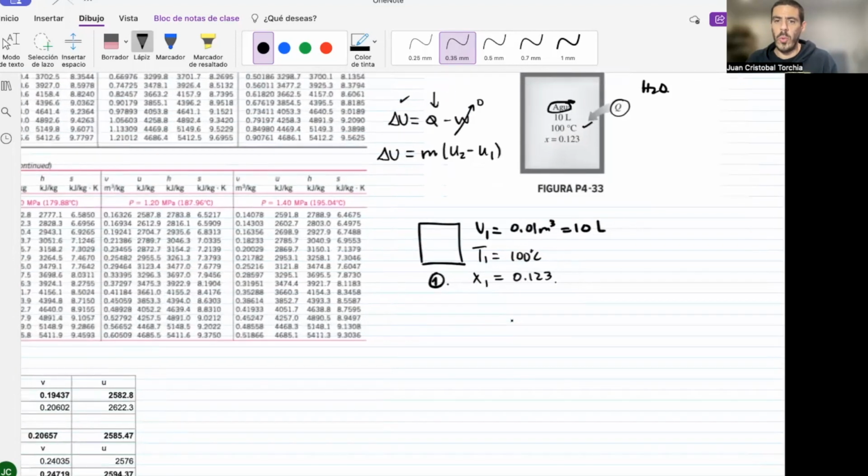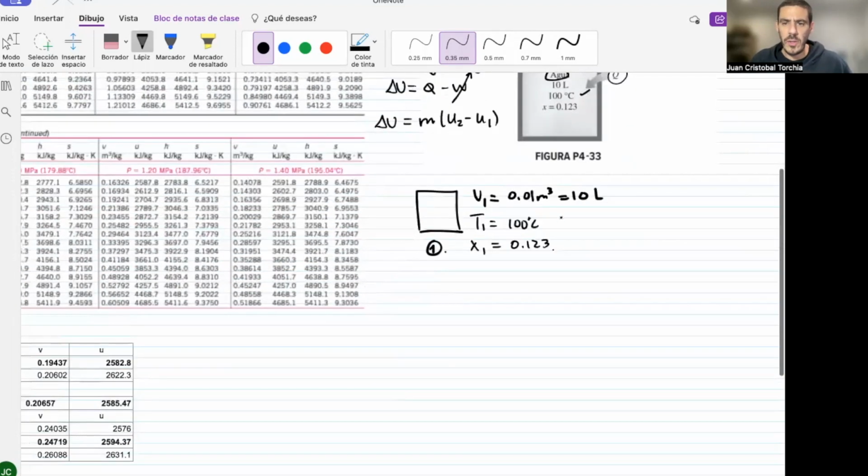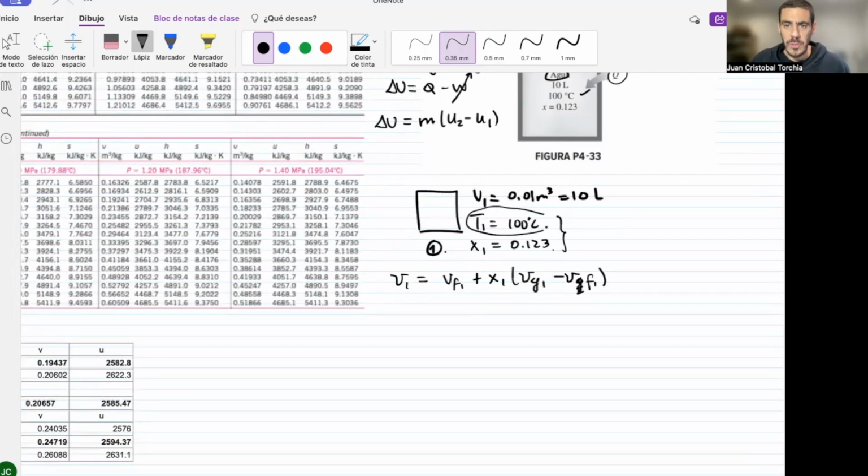So let's go to state 1. Here I have these two pieces of information, and that is very easy to get now. The v1 is going to be equal to vf1, the saturated liquid specific volume, plus the quality times the saturated steam minus the saturated liquid, vg1 minus vf1. This is for the specific volume. Since I know at which temperature to go in, I'll tell you right away vf1 and vg1: this one is 0.01043, and this was 1.672.